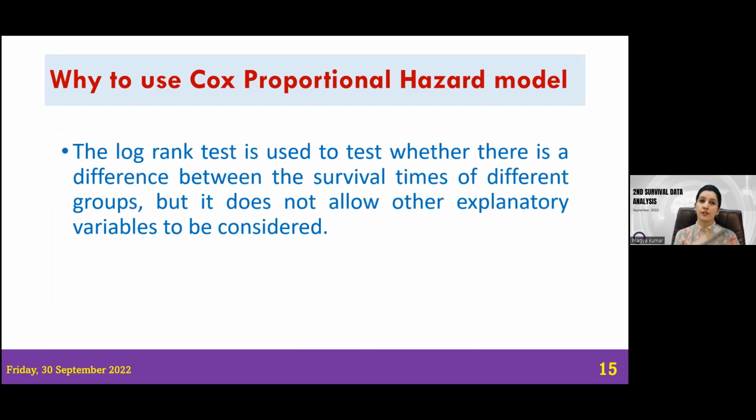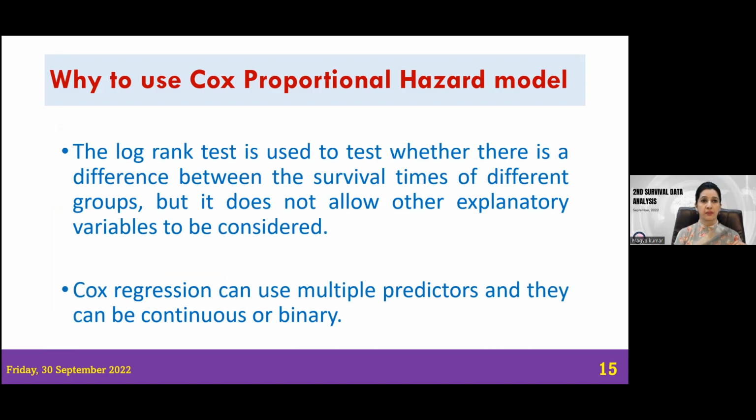So in case of Kaplan-Meier, we use this log rank test to test whether there is a difference between the survival times of different groups. But it does not allow other explanatory variables to be considered. You can have only one explanatory variable. So this Cox regression can use multiple predictors. These multiple predictors, like in logistic regression, can be continuous or categorical. Here it is written binary, but you can take a polytomous variable also, which has more than 2 categories.